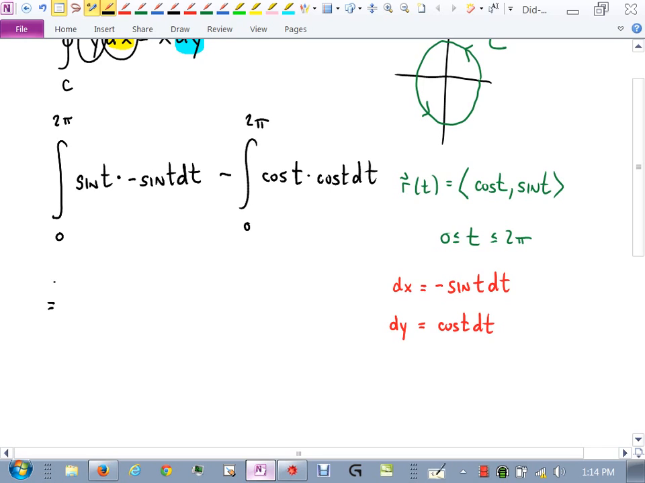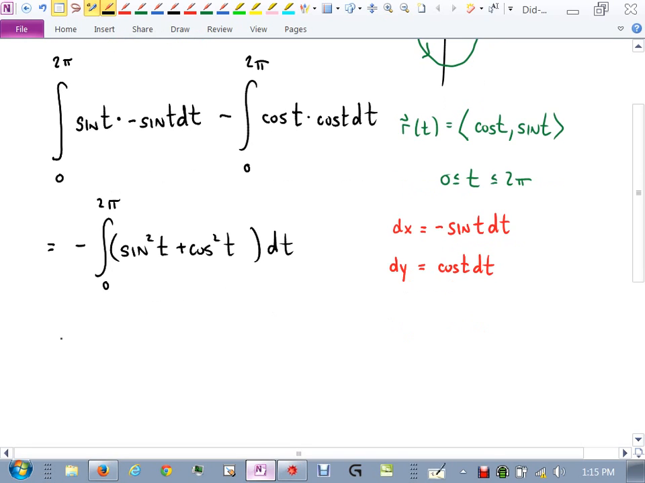Okay, I'm going to factor a negative out of both. 0 to pi, I'm going to combine both together. Isn't that just sine squared t plus cosine squared t dt? And that's just 1. Or just dt. And now I integrate with respect to t. So negative t evaluated from 0 to pi. Negative 2 pi.